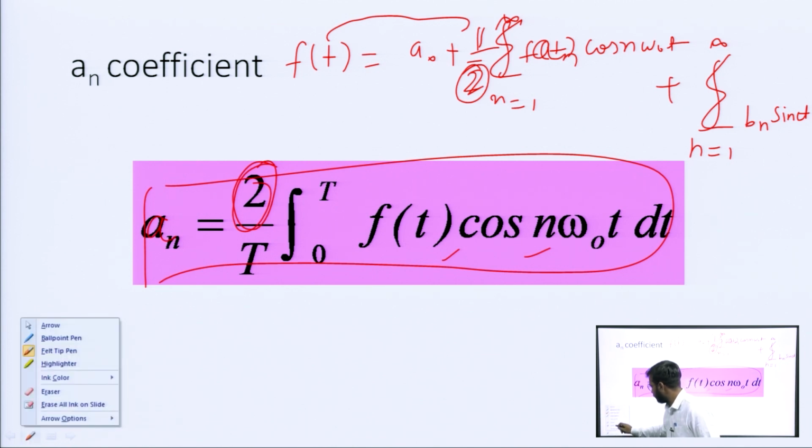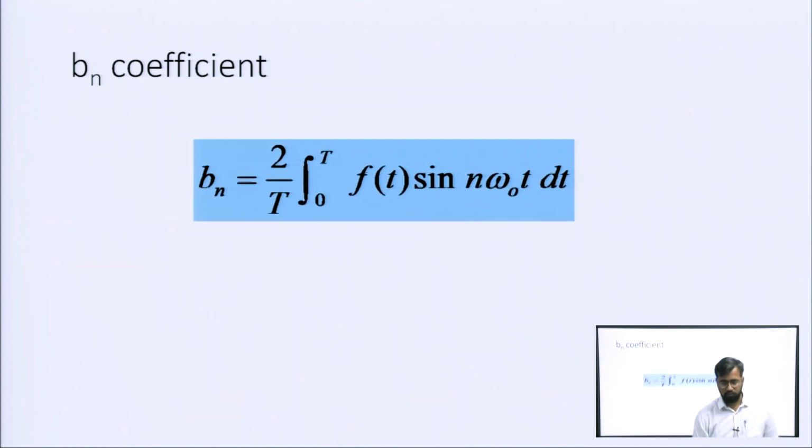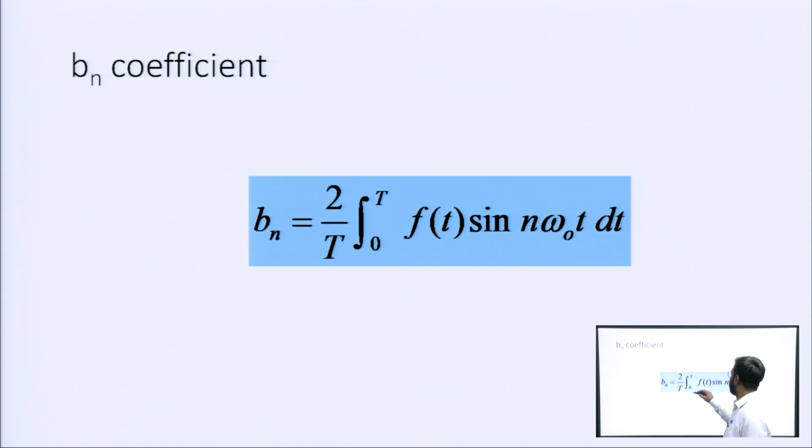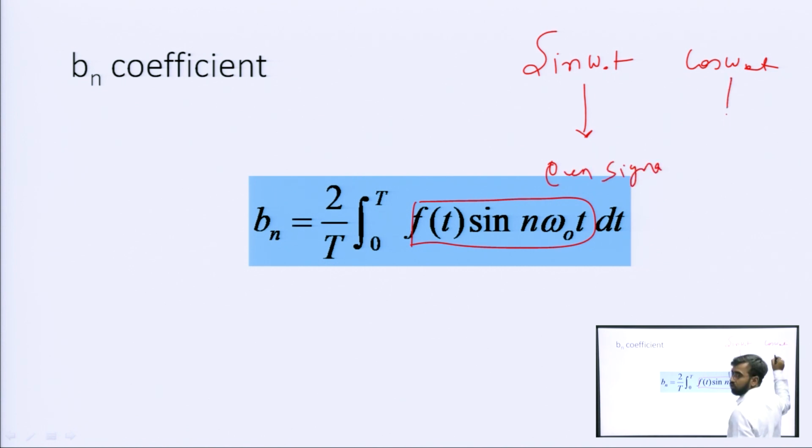Okay. Now, this is again similar for b n. What is the formula for b n? 2 by T, integral 0 to T of f(t) sin(n omega naught t). Here also you must remember one thing about sin(omega naught t) and cos(omega naught t). Sin omega naught t is basically an odd signal, and cos omega naught t is basically an even signal.